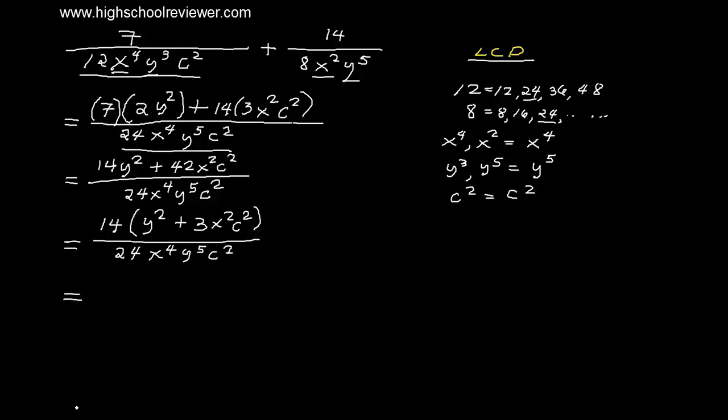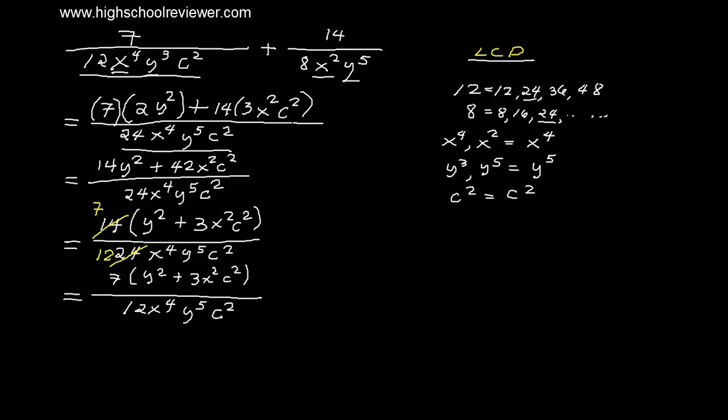But then we have here 14 and 24. 2 is common between the two, so divide the numerator and the denominator by 2. 14 divided by 2 is equal to 7, and 24 divided by 2 is equal to 12. What will be left now will be 7 multiplied by y squared plus 3x squared c squared all over 12 x raised to the power of 4, y raised to the power of 5, and c squared.